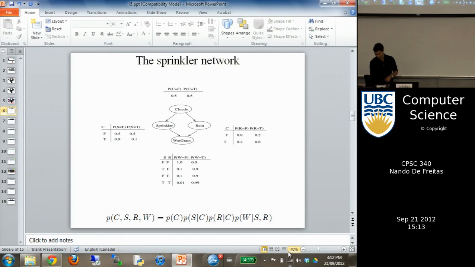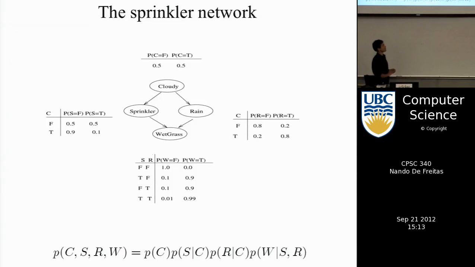And so today we will do inference. Here's a graphical model that consists of four variables. It's called a sprinkler network. Clouds influence rain, and rain influences whether the grass gets wet. But the probability of you switching your sprinkler on or not depends on whether it's cloudy or not. So this graph indicates all these influences.